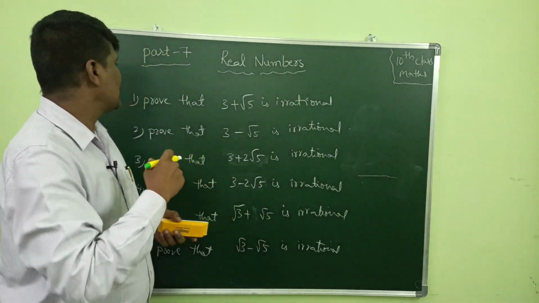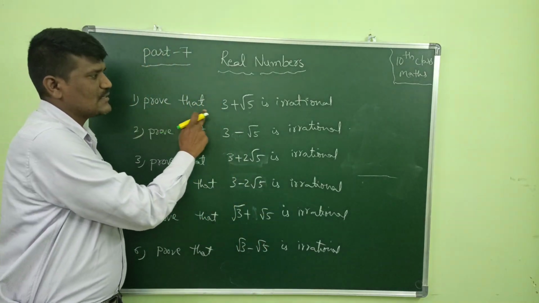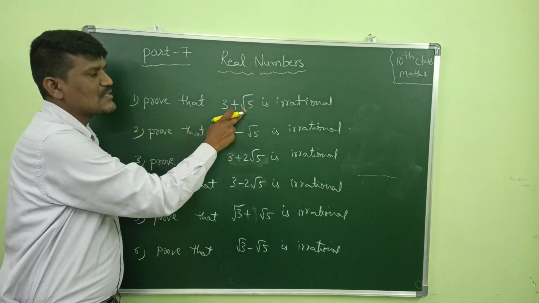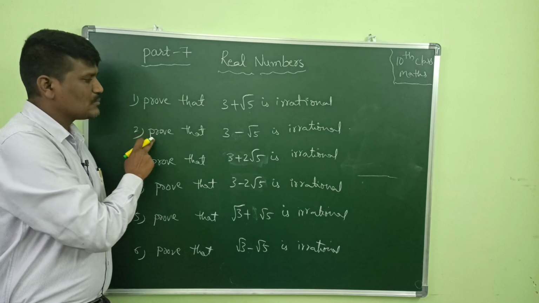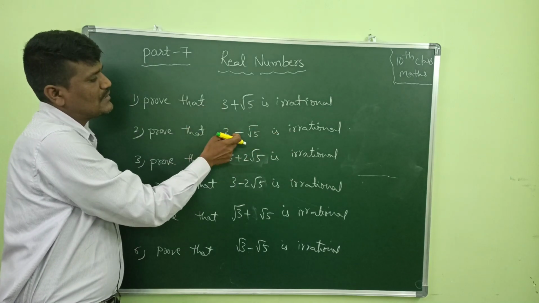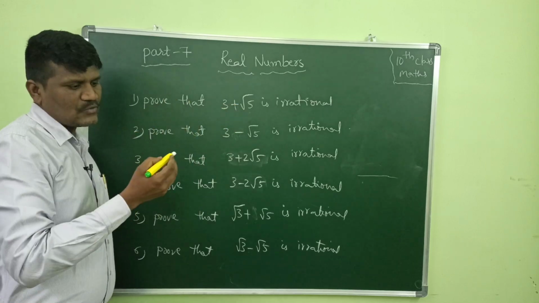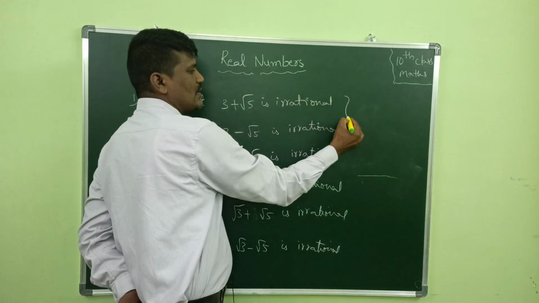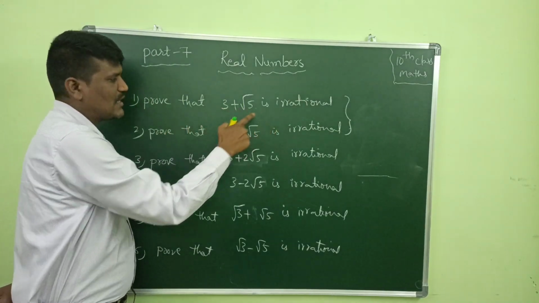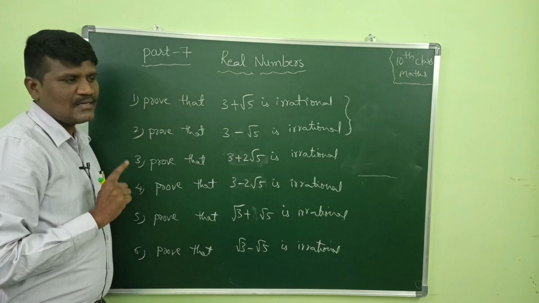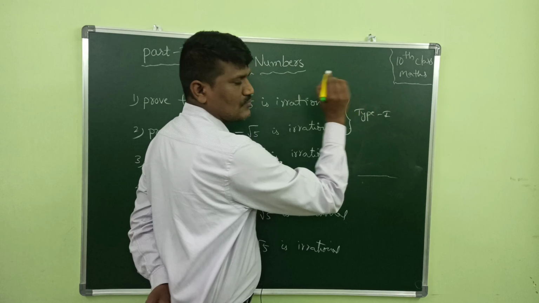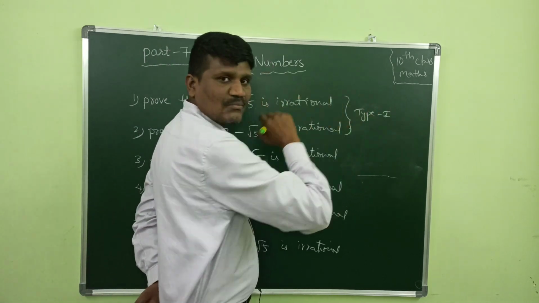The problems are: prove that 3 plus root 5 is an irrational number. Prove that 3 minus root 5 is an irrational number. Both are the same problems, just differing by plus and minus. So we are going to do one out of these two, and the remaining one you can do as homework. 3 plus root 5 and 3 minus root 5 is one type, type 1, of proving an irrational number.